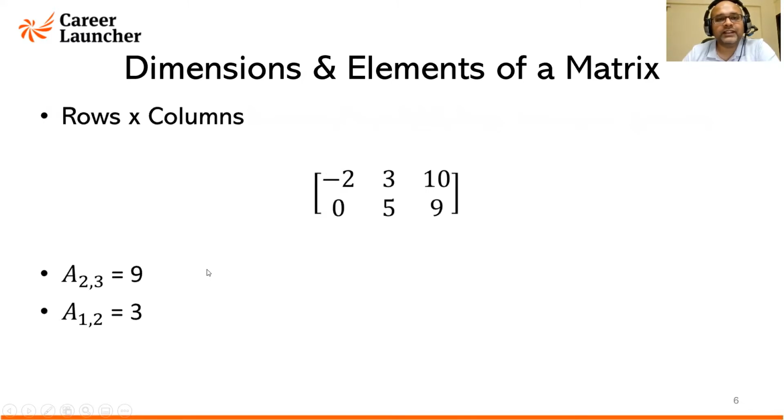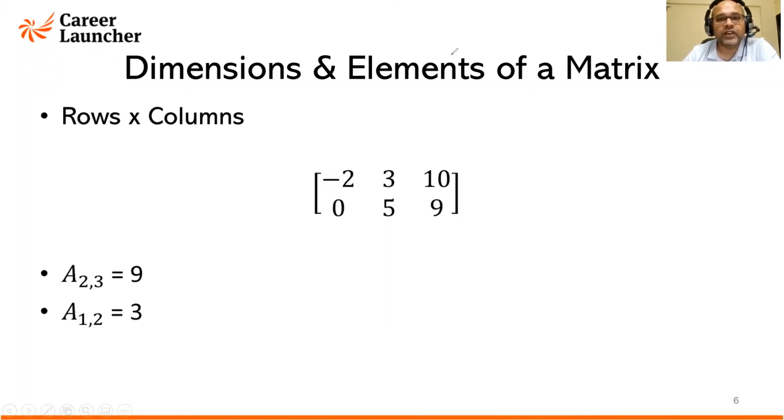So let's try to understand how a matrix is named. The naming of a matrix is done based on the number of rows it has and the number of columns it has, right?